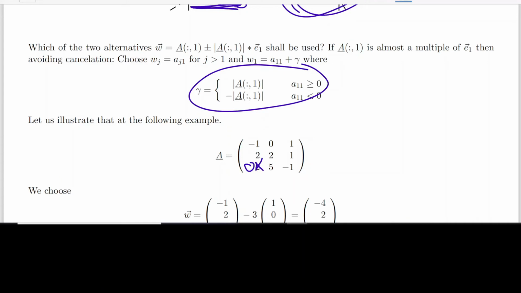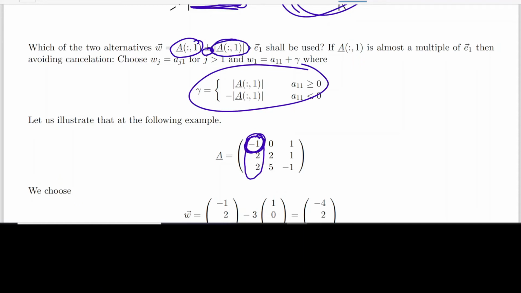How do we do that? We take the first column. This is our omega. No, it's not our omega. It's part of our omega. And then this entry is negative, so we use the negative.